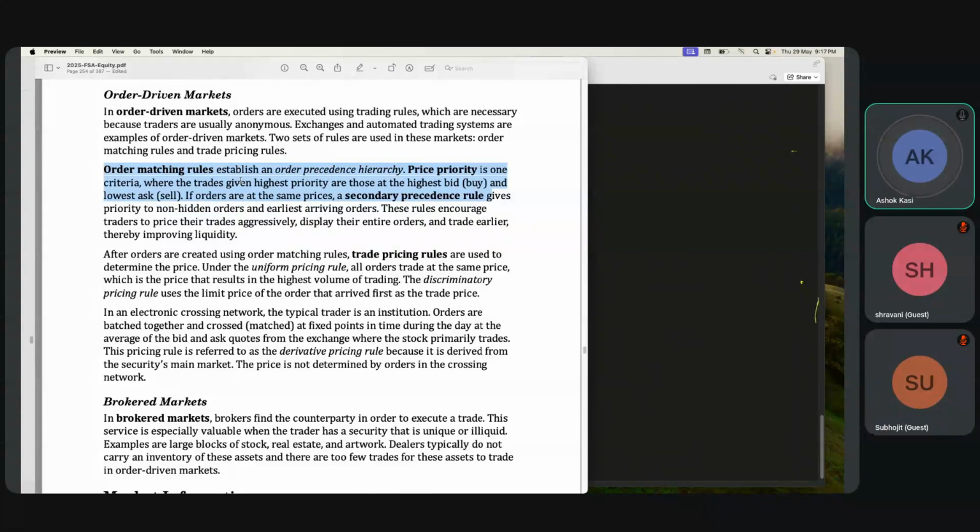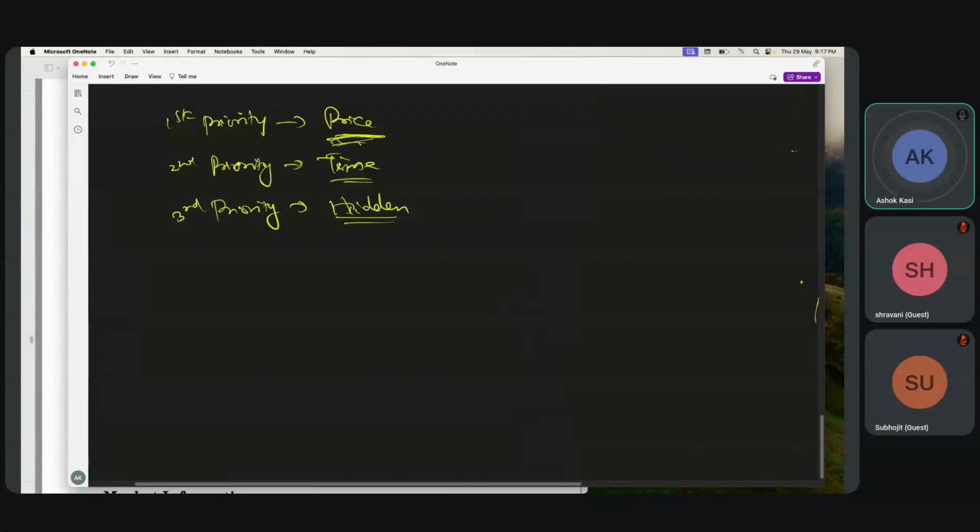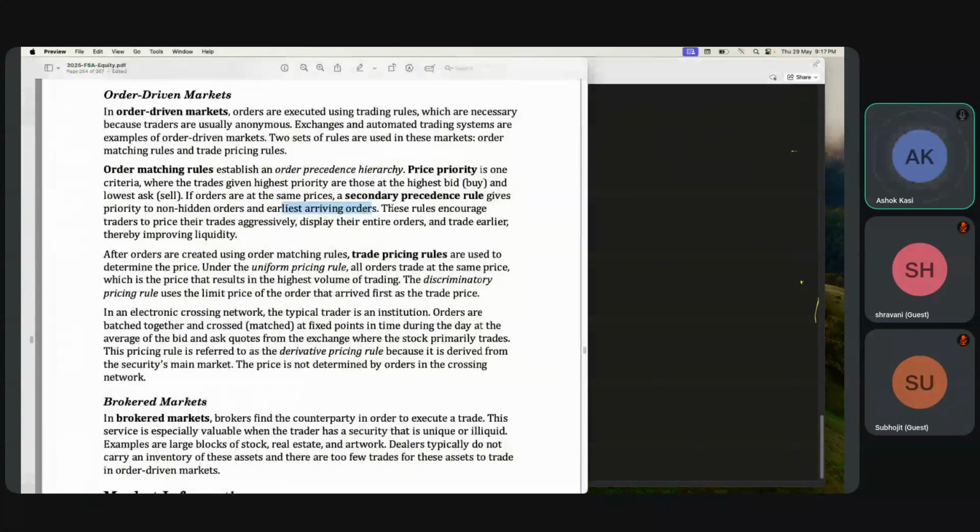So order matching rules, price priority. Then after that, secondary preference given to non-hidden orders. Non-hidden earliest order. That means time. Earliest order means time, and after that, finally, hidden orders will get the priority. Okay, that's the point here.